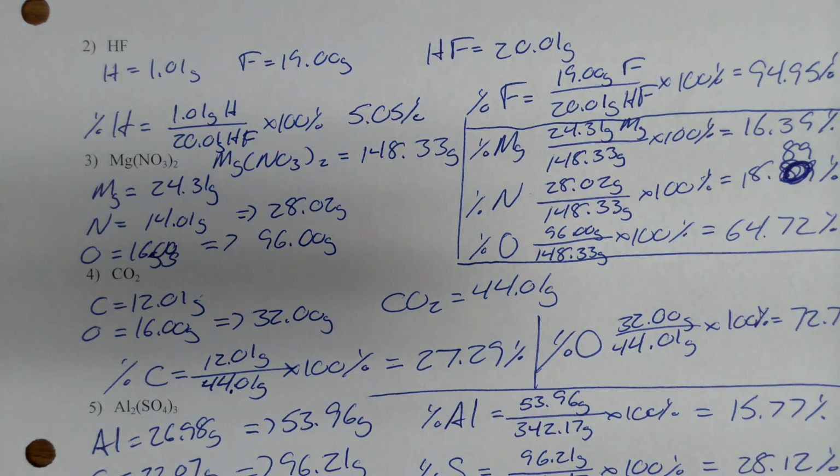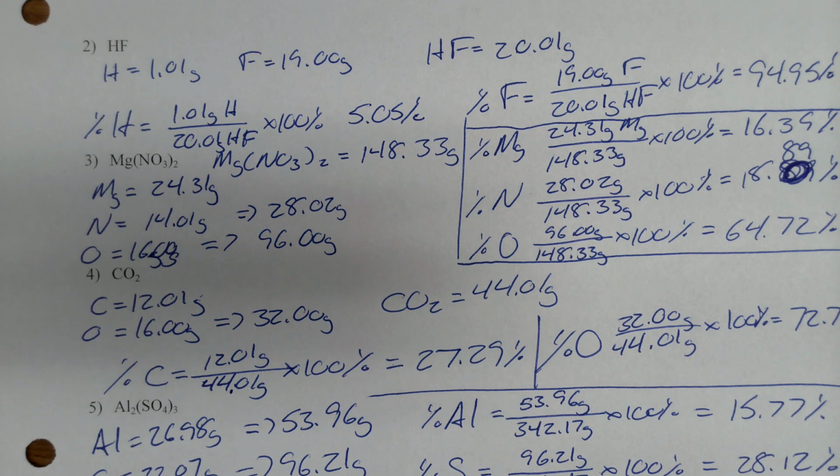All right, guys. Let me steal your attention to the front. So, I have the first set of answers on the board here. So, we have our hydrofluoric acid. We break it down to our different components. We add everything together. We get 20.01 grams of hydrofluoric acid.